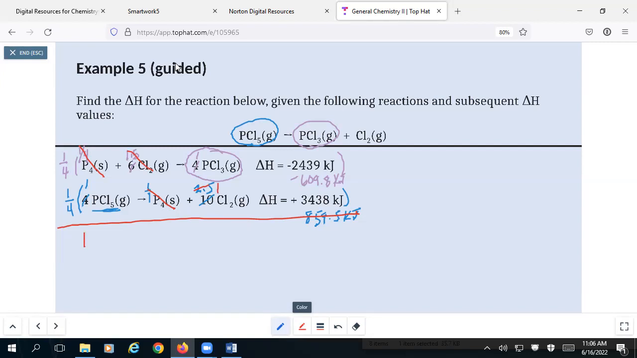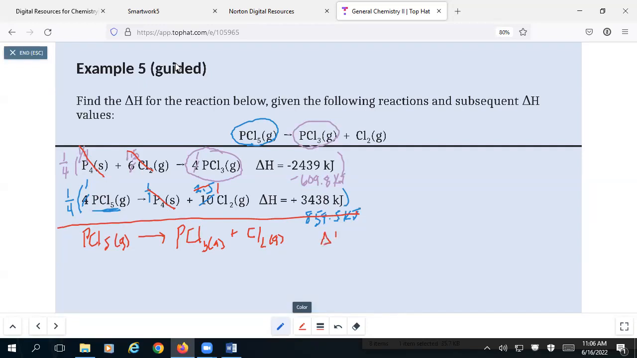The net reaction, PCl5 in the gas phase. Everything else on the reactant side is canceled out. Is equivalent to PCl3 in the gas phase on the product side and 1 chlorine in the gas phase as well. This equation in red matches the equation I'm supposed to get. So we've done Hess's law correctly from a reaction standpoint.